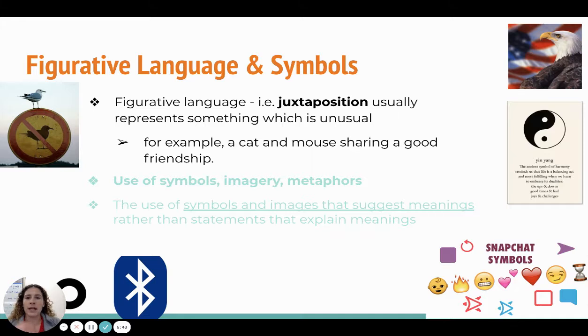And then other symbols, right? Symbols in general, like something representing something else, imagery, metaphors, and symbols and images to suggest meanings. So instead of just having a statement to explain something, some object or thing is referenced throughout a work, and it represents something greater than itself. Maybe it represents something to a character.